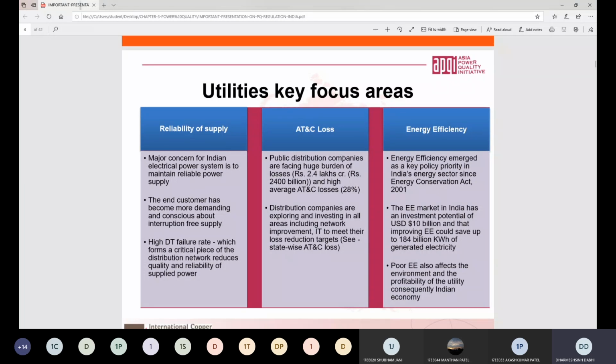Second key focus area is the AT&C losses. So I want to know, what is the full form of AT&C losses? Anyone? Yes? I think all of you have heard this name, AT&C losses. Anyone know the full form of this? Yes?